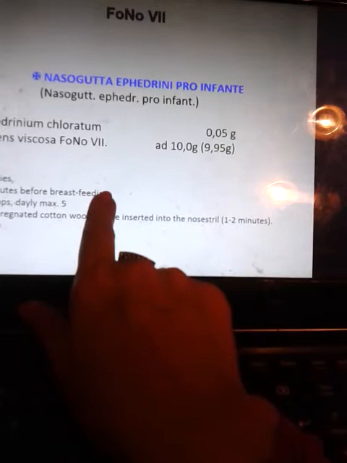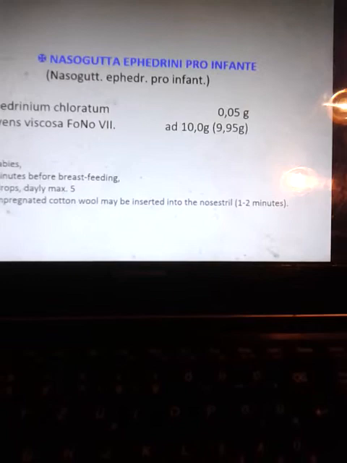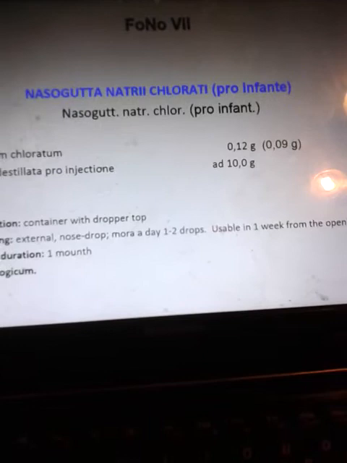Nasaguttae efedrini pro infante, for babies, 10 minutes before breastfeeding. If you want to breastfeed the baby, 10 minutes before. 1 to 2 drops daily, maximum 5 times, and an impregnated cotton wool may be inserted into the nose for 1 to 2 minutes. Nasaguttae natrii colorati pro infante: natrium coloratum, aqua distillata pro injectione.